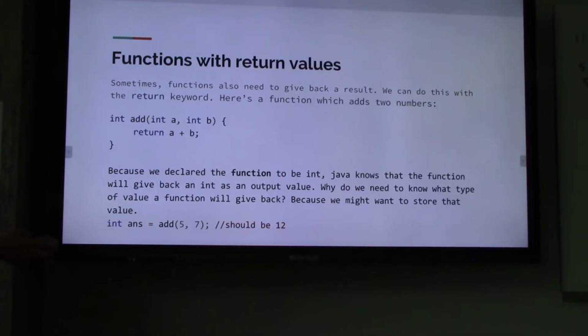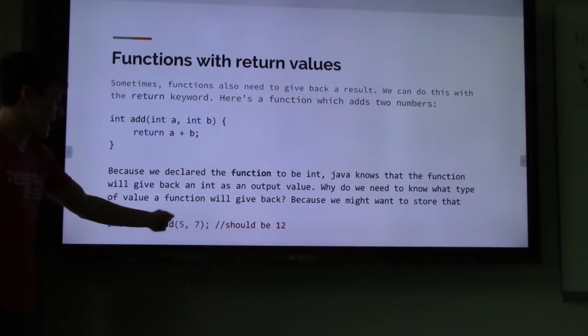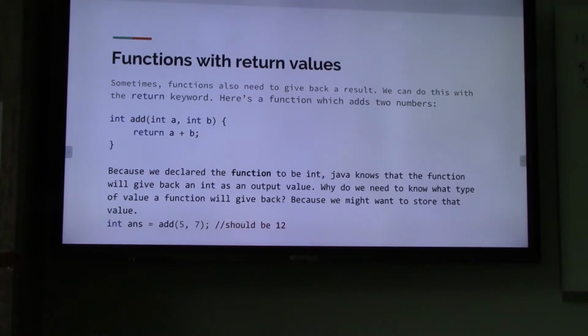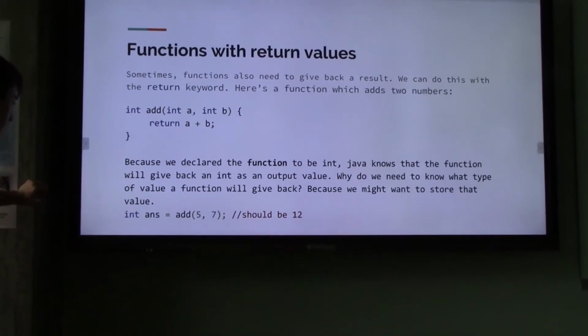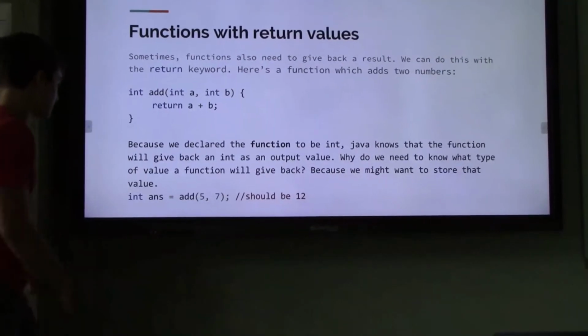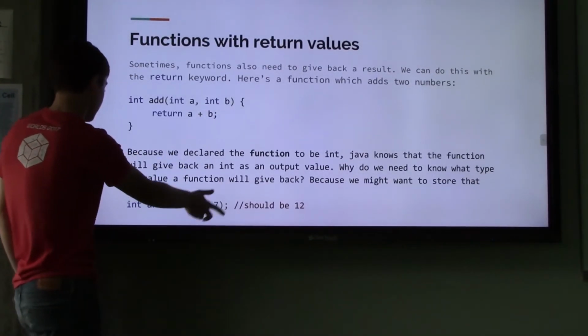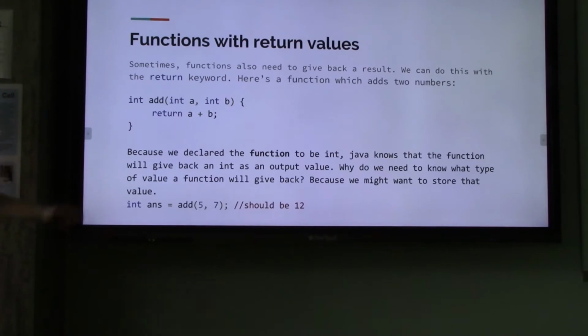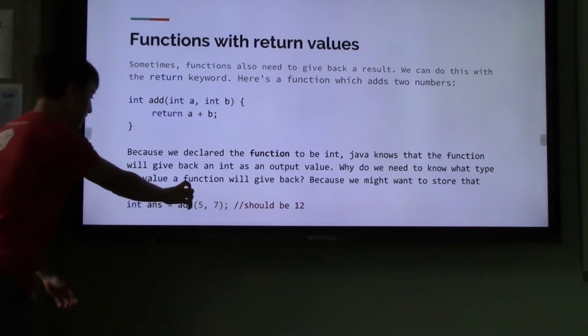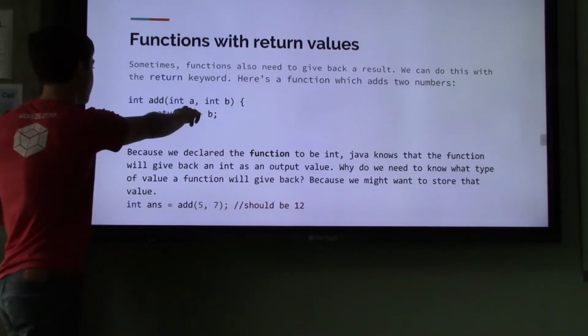So how do we actually store that value? Well, if you take a look at this little line of code down here, int answer equals the value of add 5 and 7. So answer should be 12. The idea is that you can think of functions that return values as giving back a value, which will then be stored in the variable. So this function evaluates to this value, basically.